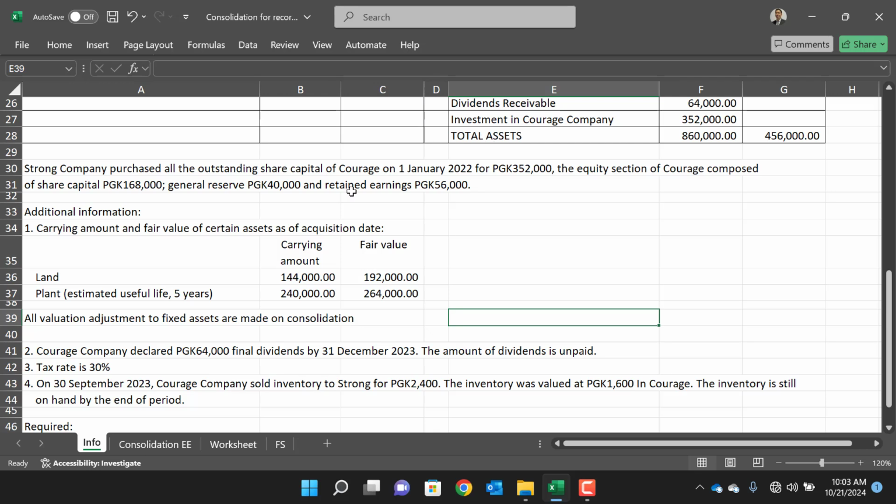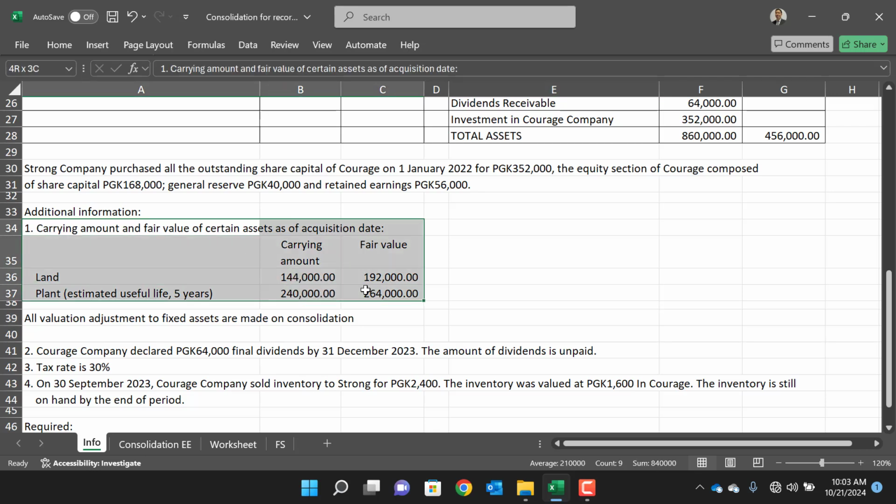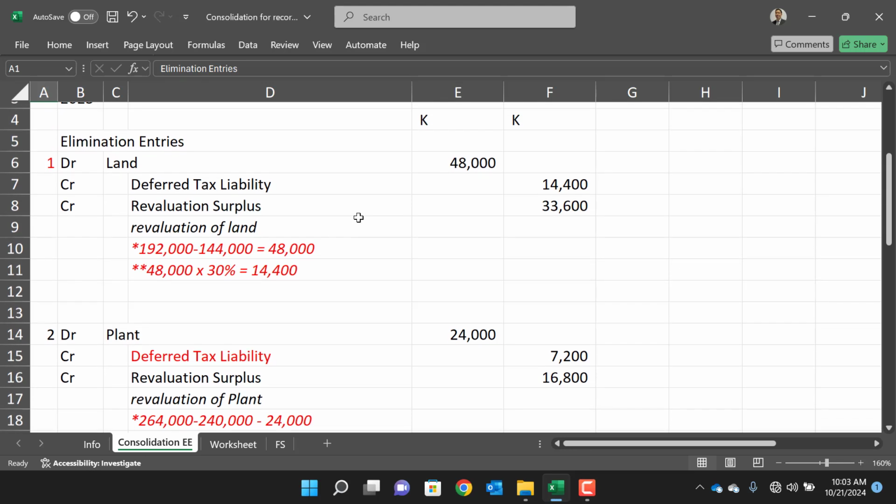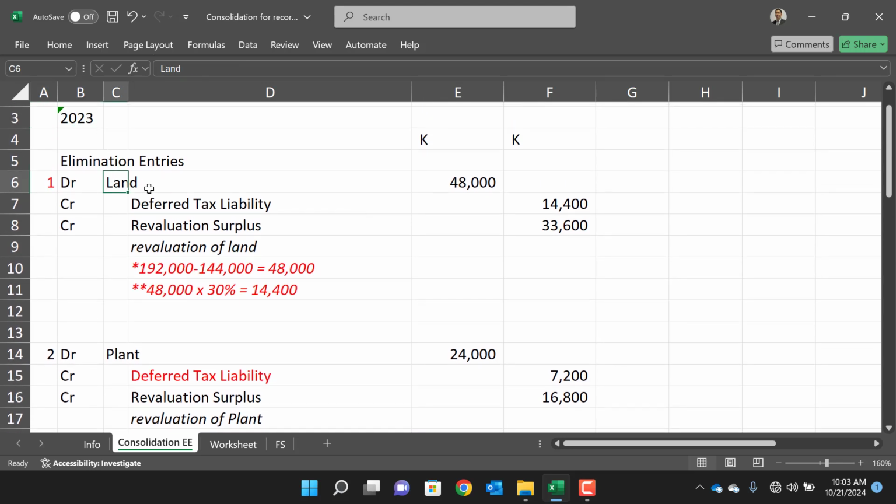Before you perform elimination entries in this situation, you have to adjust this first. Afterwards, you can calculate goodwill, do elimination entries, and eliminate any intra-group transactions. So let's start here. The first one we have is land. Land goes from 144,000 kina to 192,000. The difference is 48,000, as you can see here. That will be the adjustment for land.